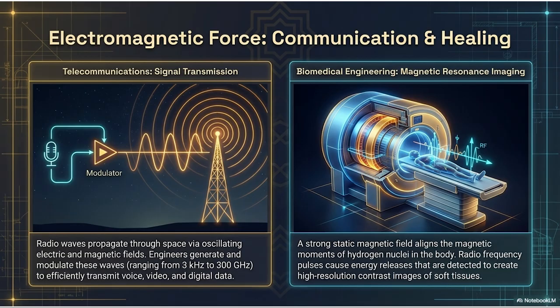And the numbers our research drops here are staggering. Engineers generate and modulate these waves across a massive spectrum, ranging from 3 kilohertz all the way up to 300 gigahertz. That frequency range determines everything about how we communicate. Low-frequency radio waves can travel for hundreds of miles and penetrate thick concrete walls. That's why you can listen to FM radio down in your basement. Oh, right. High-frequency waves, like microwaves or millimeter waves used in 5G cellular networks, carry a massive amount of data very quickly, but they get blocked by trees and buildings easily.